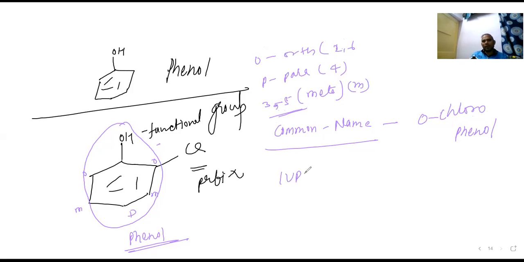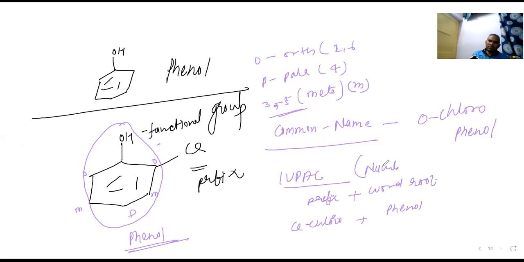Now IUPAC, you know very well. Firstly we write the prefix, and then the word root. In the case of phenol, the word root becomes phenol. The prefix, if it is Cl, we need to write chloro. IUPAC name means numbering. Here we give the numbering. Common name is ortho, para. So this will be 1 and this is going to be 2, so we write 2-chlorophenol.